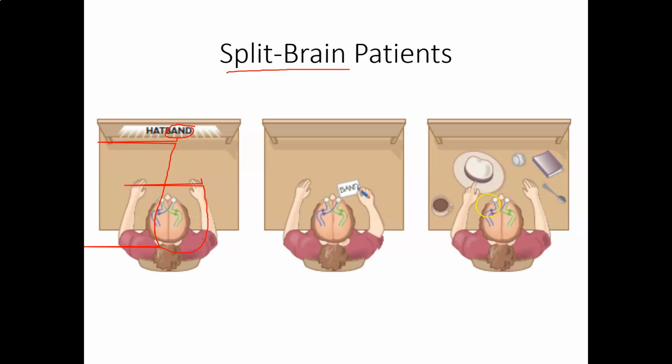But when this person was asked to point to the object it saw, it pointed to hat, because that's the word it saw. The right hemisphere saw the word hat, and this right hemisphere controlled the left hand, which was used to point to the word hat. So because the two halves are not communicating with each other, people with split brain have two halves that seem to be functioning independently of one another.